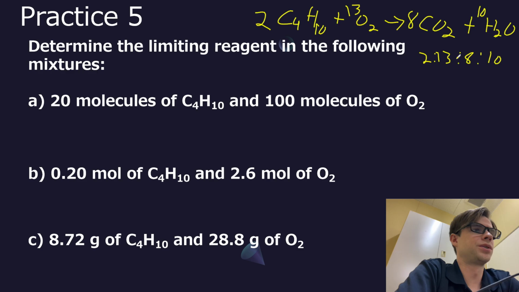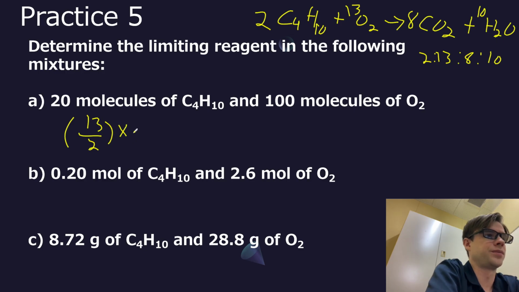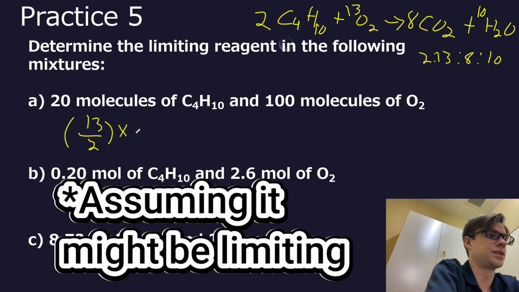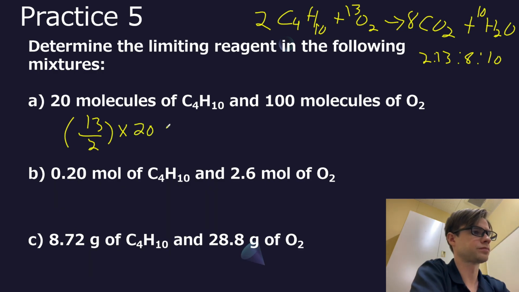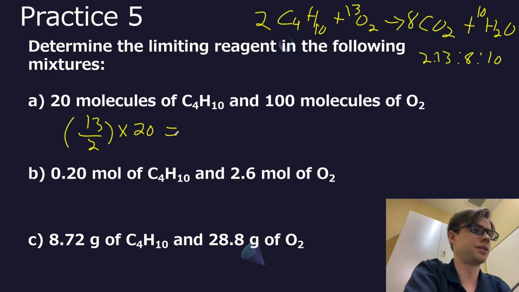All right, so if we compare 20 molecules of C4H10 and 100 molecules of O2, what is limiting there? Well, the ratio of O2 to C4H10 is 13/2. Multiply that by your 20 molecules of C4H10. And what will you get? 130.